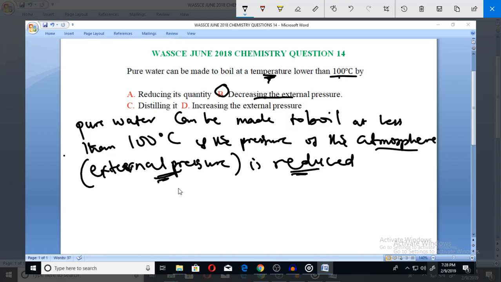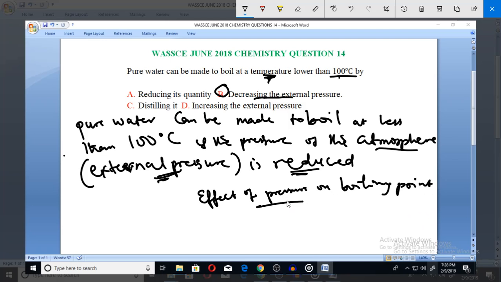So you can actually find this under effects of pressure on boiling point. Effects of pressure on boiling point. How pressure affects the boiling point of substances. When you check it up, you're going to see that for pure water, it can actually boil at a temperature that is lesser than 100 degrees Celsius if the external pressure is reduced. So that is the answer to this problem.